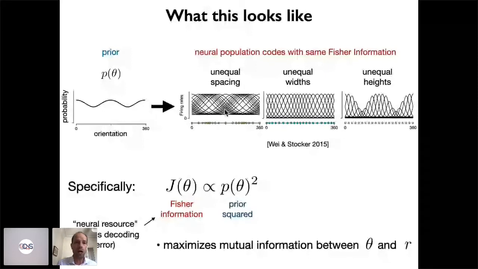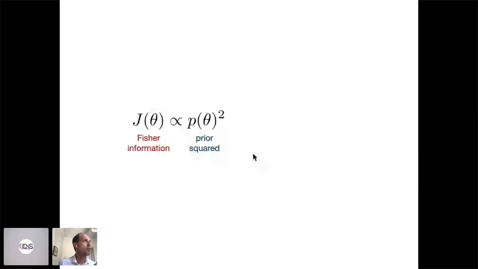One way would be to use unequally spaced tuning curves, so use more neurons whose peak sensitivity is near the cardinal orientations. I could instead use unequal width tuning curves, so narrower tuning curves near the cardinal axes, or I could use unequal heights, so tuning curves with larger maximal response, which therefore carry more information near the cardinal axes. And what they showed was that any of these different strategies, as long as they allocate Fisher information according to this law at the bottom, will achieve this infomax property. Okay, so that's the Wei and Stocker law.